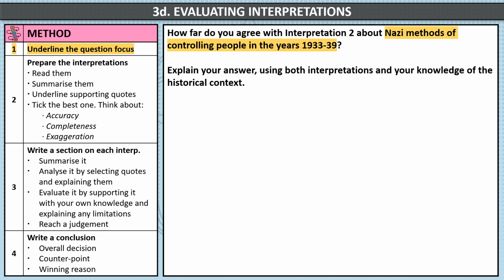The first step is to underline the focus of the question. We do this to make sure we stick to what we've been asked to write about. In this case, the focus is again Nazi methods of control, 1933 to 39. We need to decide whether the interpretation gives a true, full view of that topic.